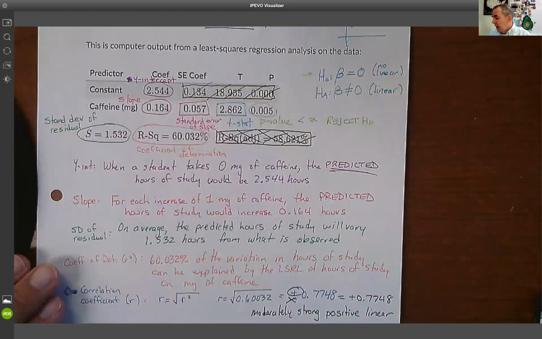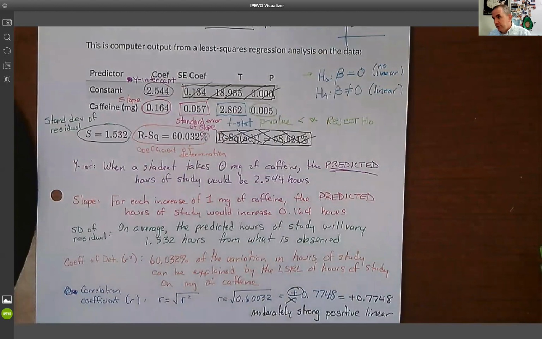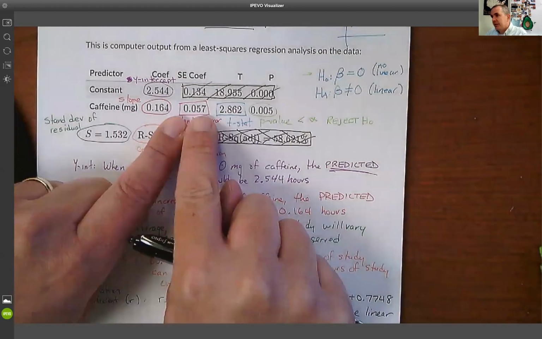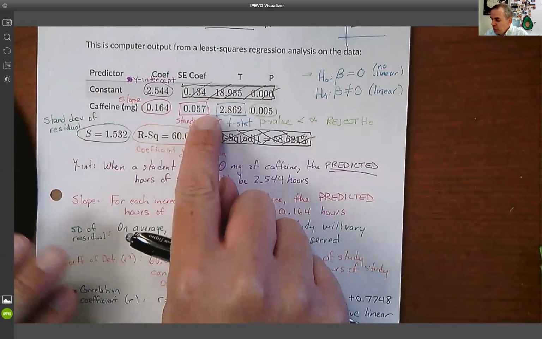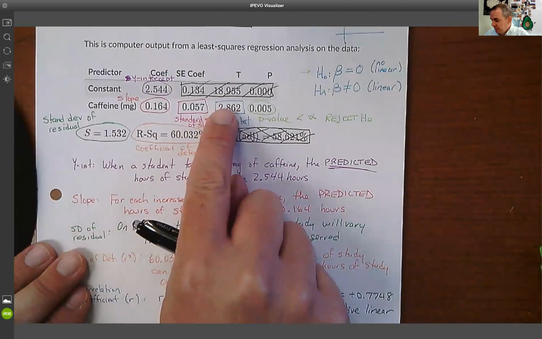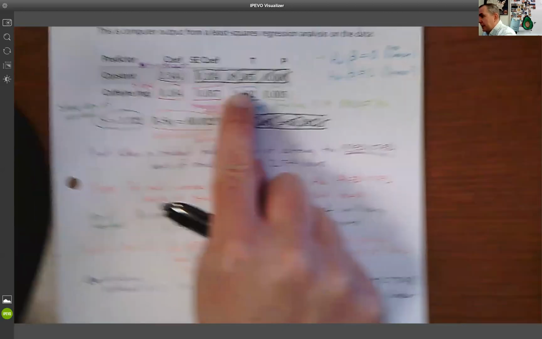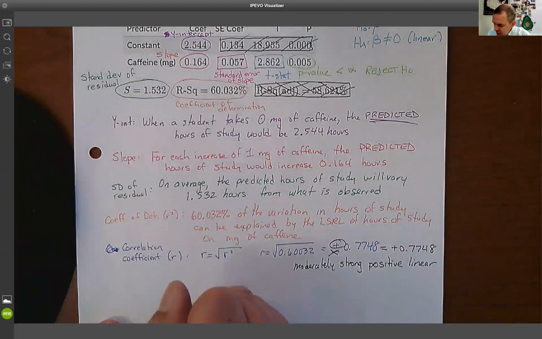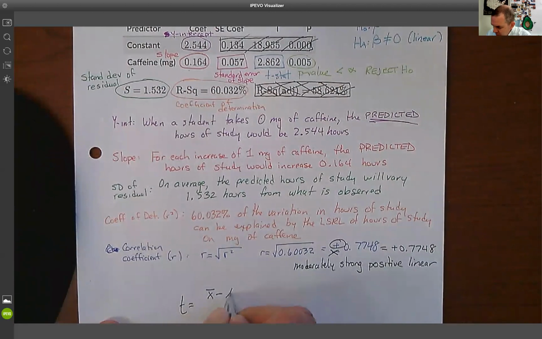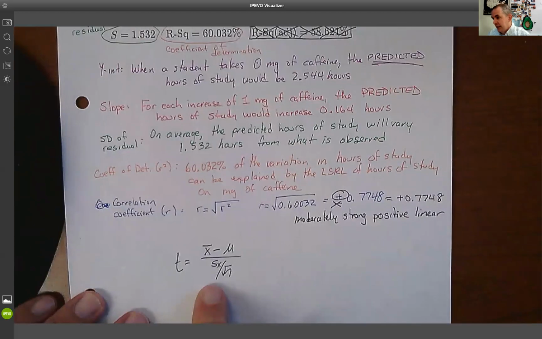Now, let me show you where those numbers come from. First of all, that number you're never going to have to calculate. You're just going to be given it. But let me show you where they get that number from. The way they get that number is the following. So remember our t-statistic, when we dealt with it before, was x bar minus mu over sx over the square root of n. That was what we dealt with as our t-statistic for one sample.